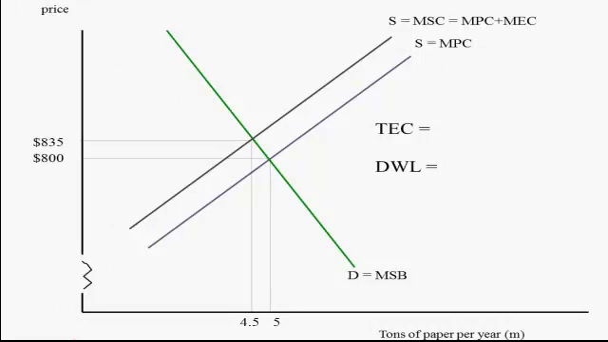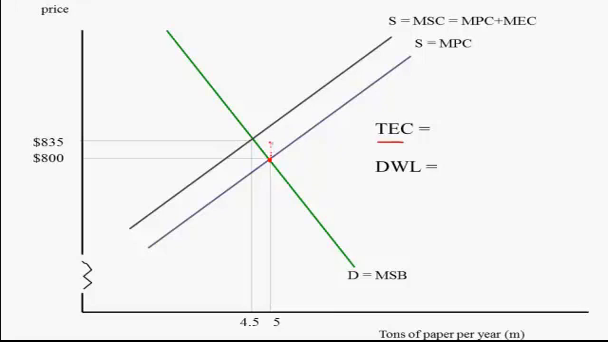We can talk about the total external cost. The total external cost would be summing up all of the marginal external costs. So the total external cost associated with the 5 million tons of paper that are currently being produced, that we haven't done anything about yet. We know that we need to. We know where we want to be. We want to be at 4.5 million tons, but we're currently still here at 5.